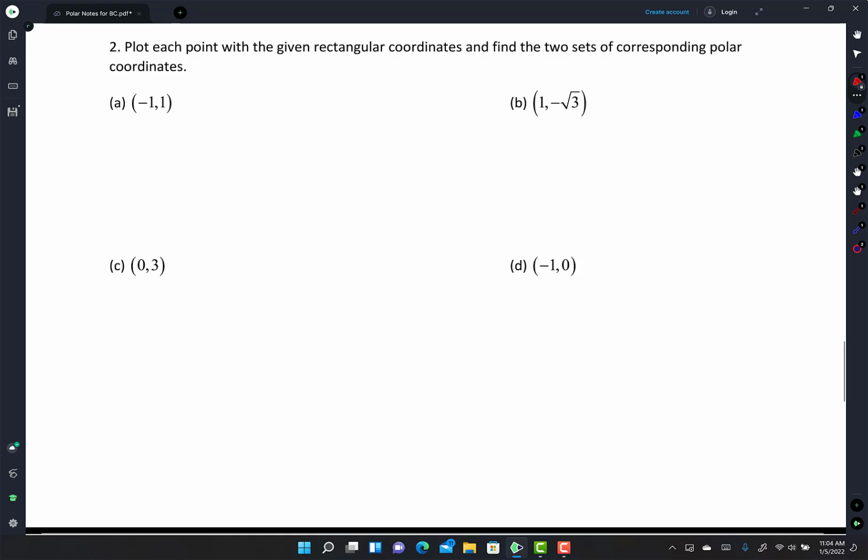Ready for the next? Plot each point with the given rectangular coordinates and find 2 sets of corresponding polar coordinates.